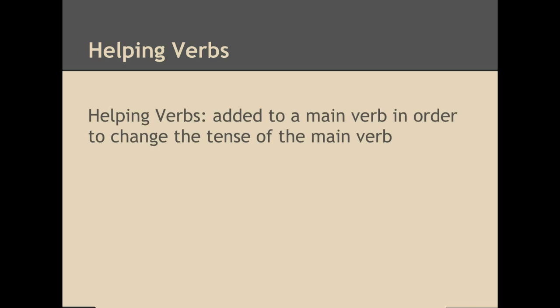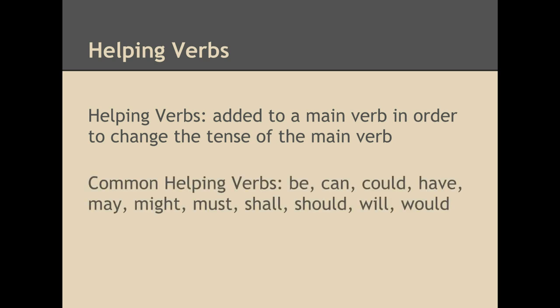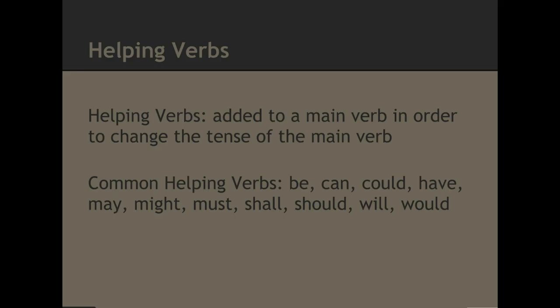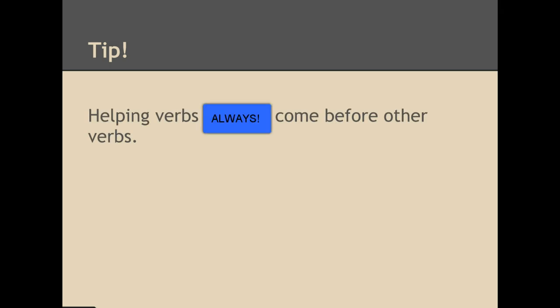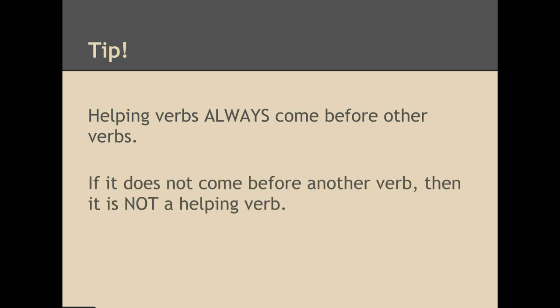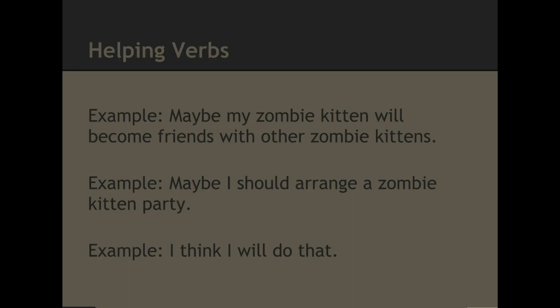A helping verb is a verb added to a main verb in order to change the tense of the main verb. Some common helping verbs are be, can, could, have, may, might, must, shall, should, will, or would. Here is a tip to help you figure out helping verbs. A helping verb always comes before another verb. If it does not come before another verb, then it is not a helping verb.